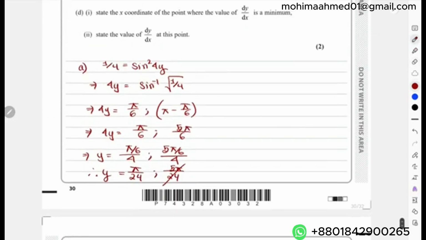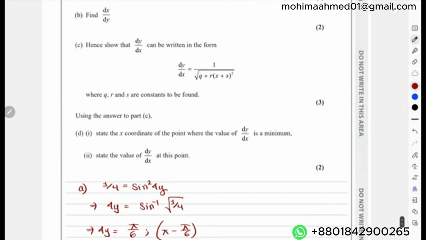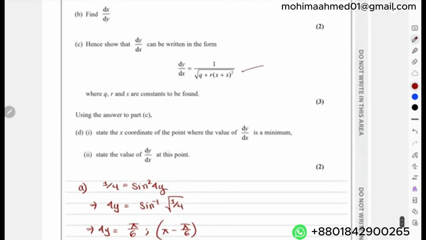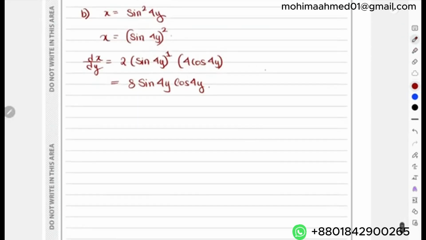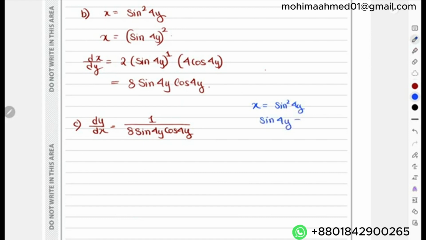And then if you move on to part C, they want to find out dy by dx, but in this format. Okay, so for dy by dx, obviously I'll have to just flip that, dx by dy, which is going to be 1 over 8 sine 4y cos 4y. Now write it exactly in the form that they have provided. You have to assume that your original equation was what? Sine square 4y, right? In that case, sine 4y is actually equivalent to root x, right?